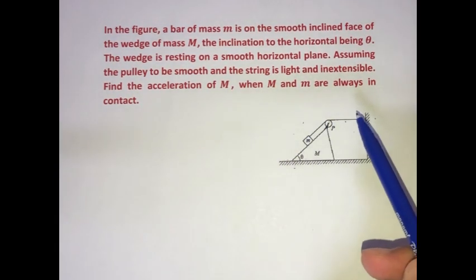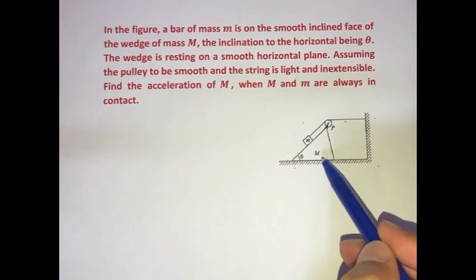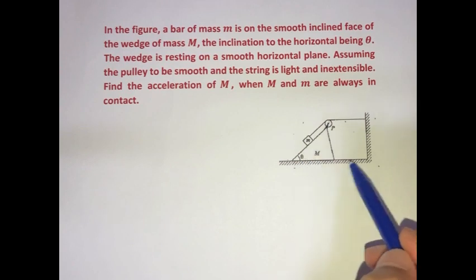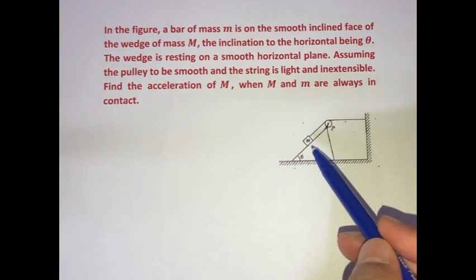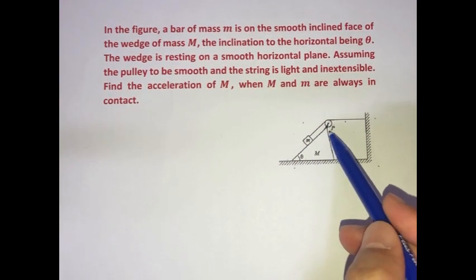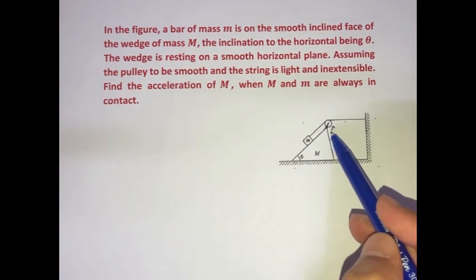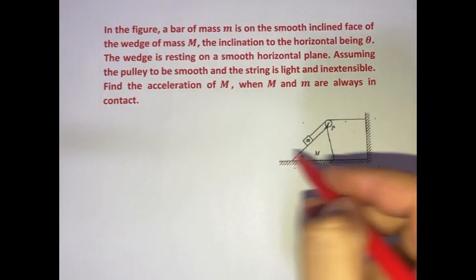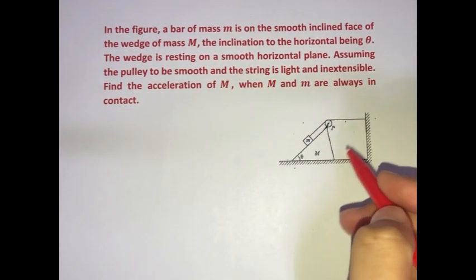So this is the figure. So we have a wedge of mass capital M having an angle of theta with the horizontal, and there is a bar of mass small m which is connected to the fixed point through the pulley P. So let us first of all draw the various forces which will be acting on the entire system.